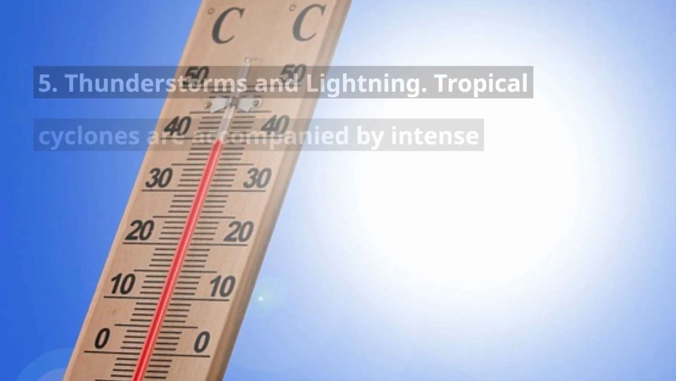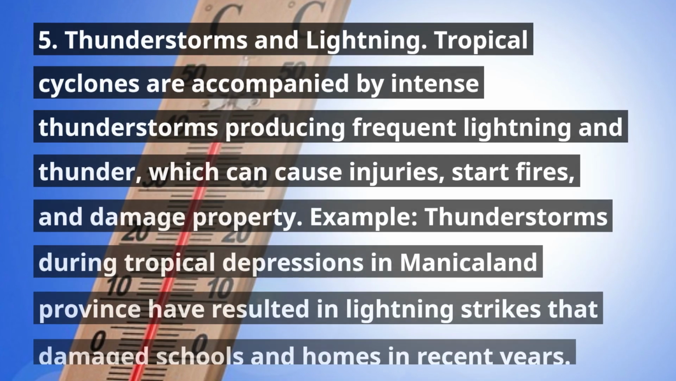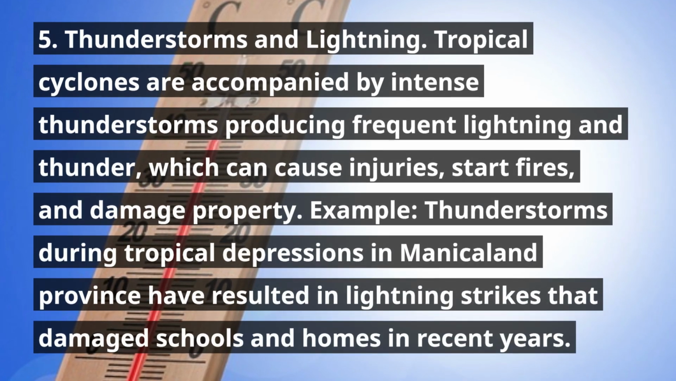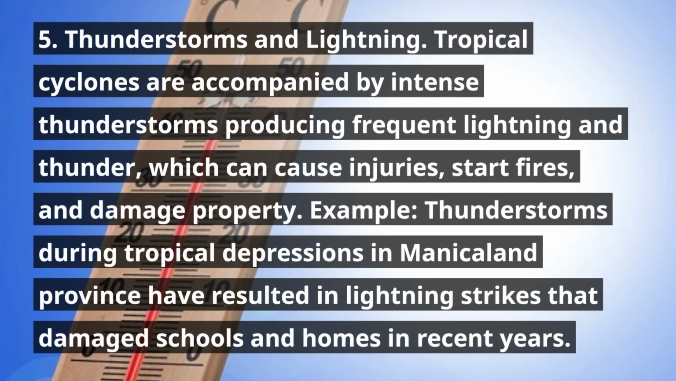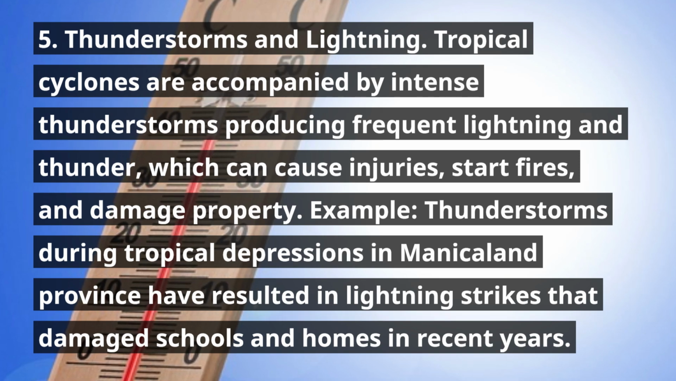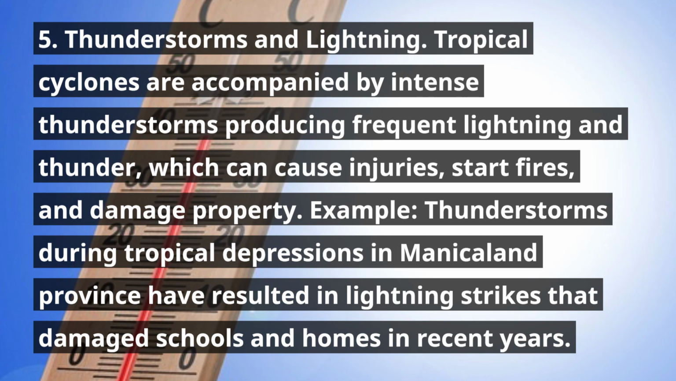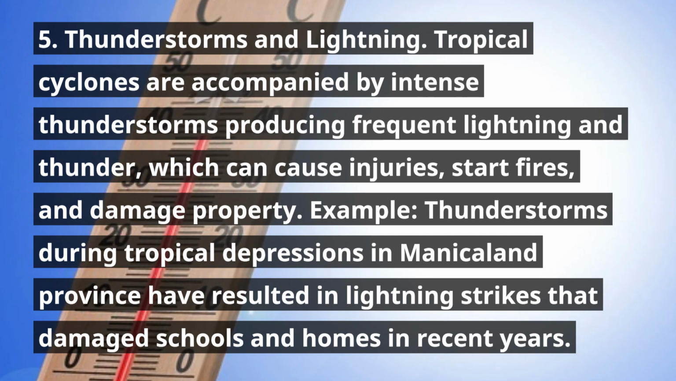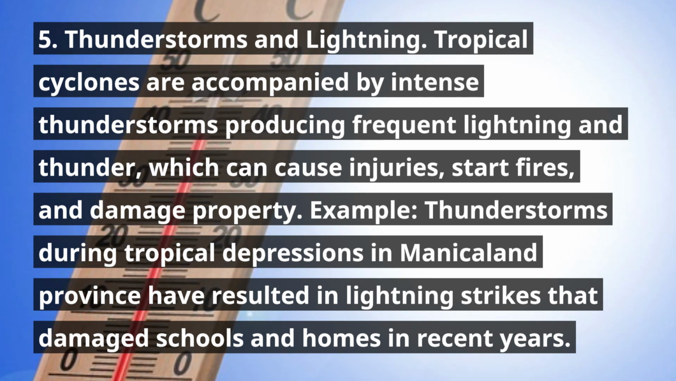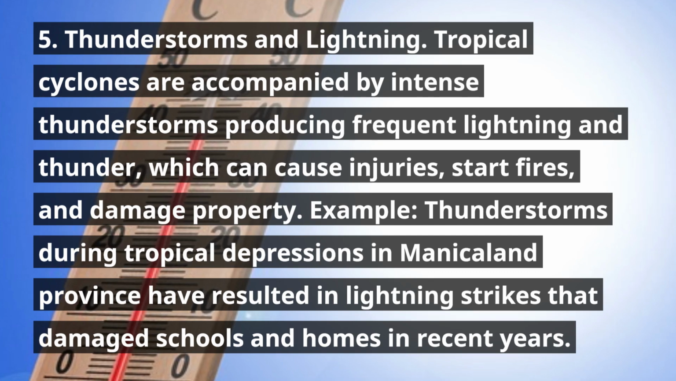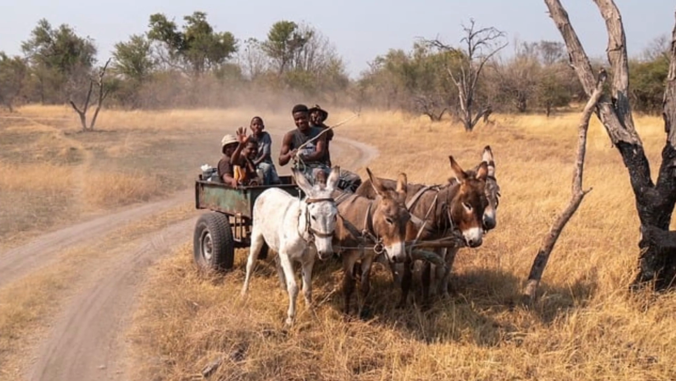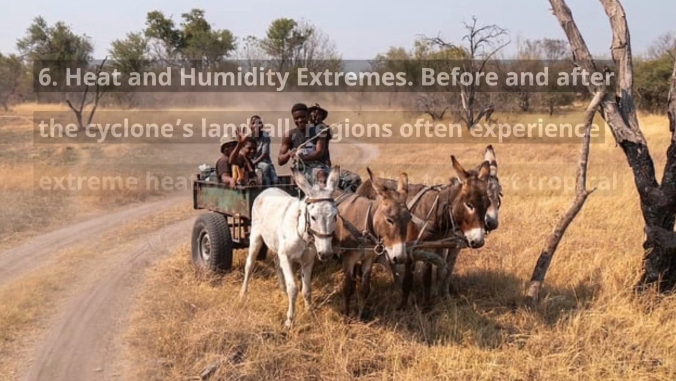5. Thunderstorms and lightning. Tropical cyclones are accompanied by intense thunderstorms producing frequent lightning and thunder, which can cause injuries, start fires, and damage property. Example: thunderstorms during tropical depressions in Manicaland province have resulted in lightning strikes that damaged schools and homes in recent years. 6. Heat and humidity extremes.